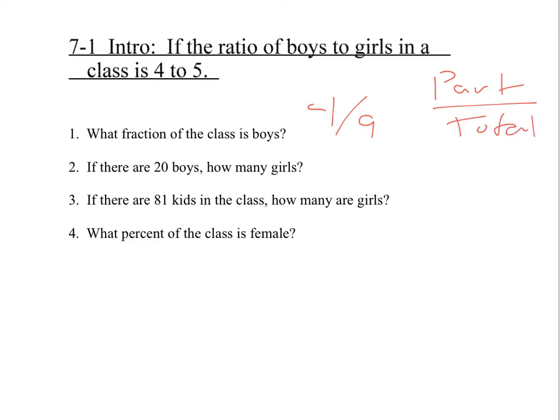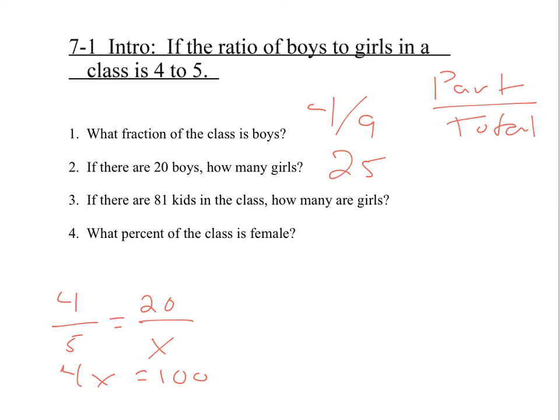If there are 20 boys, how many girls? You should have found that there are 25 girls. And the reason is we can make a proportion down here. We can say if there are 4 boys to every 5 girls, well, if there are 20 boys, how many girls? We know that we're going to cross multiply right now, so 4 times x is 4x is equal to 5 times 20, which is 100. If I divide both sides by 4, I get 25 girls.